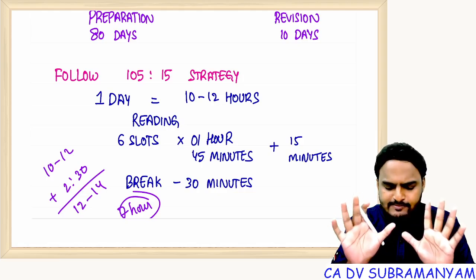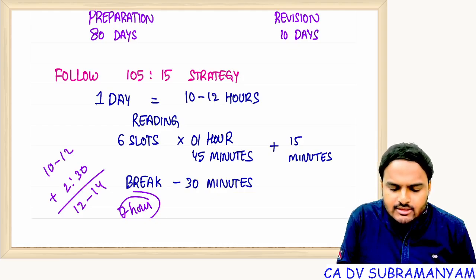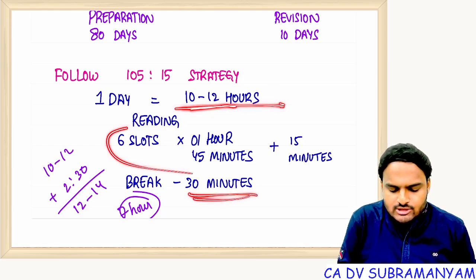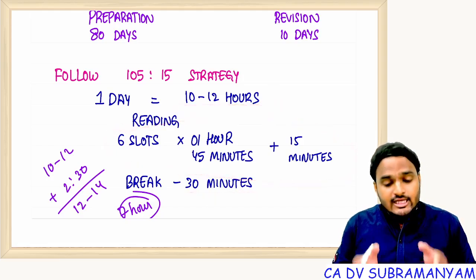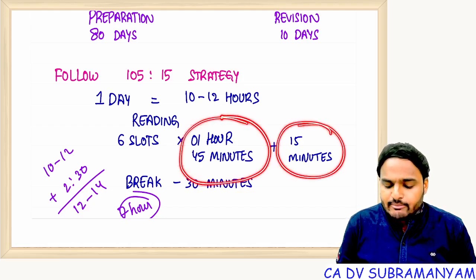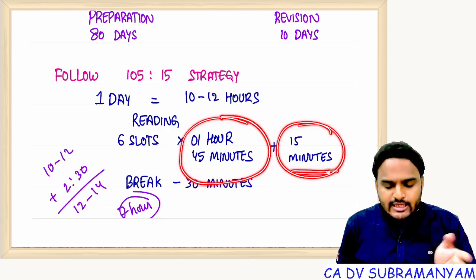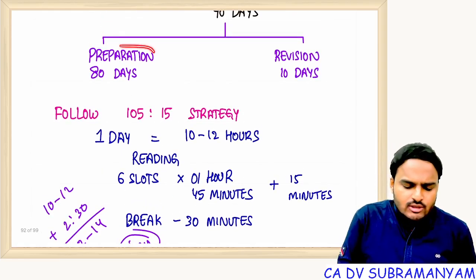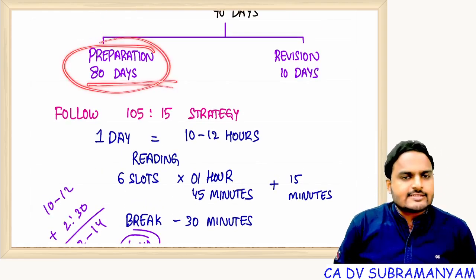Every day, spend 10 to 12 hours for preparation, and don't spend 10 to 12 hours continuously. Take a break of 30 minutes after completion of each slot of 2 hours. In the 2 hours also, spend 1 hour 45 minutes for preparation and 15 minutes for revision of the concepts which you studied in this 1 hour 45 minutes. Getting it, everyone? So like this, you prepare for 80 days.